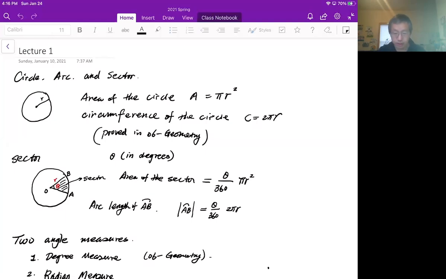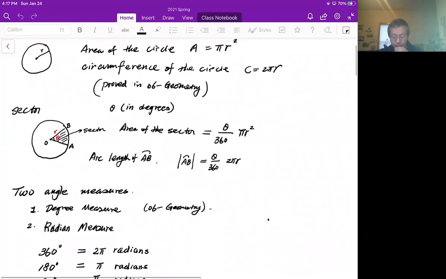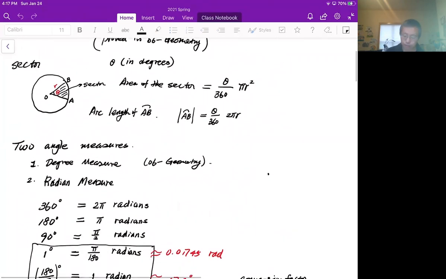Just quickly remind you what we did last time. Last time we covered a circle, the length, and the sector. A couple of things we did, some of the formulas that many of us know already. First one is the area of the circle. It's pi r square, right? Circumference of the circle is 2 pi r, no problem. Now, how to find the sector.